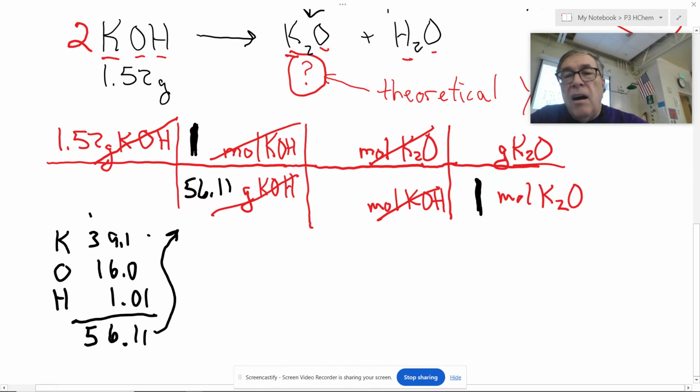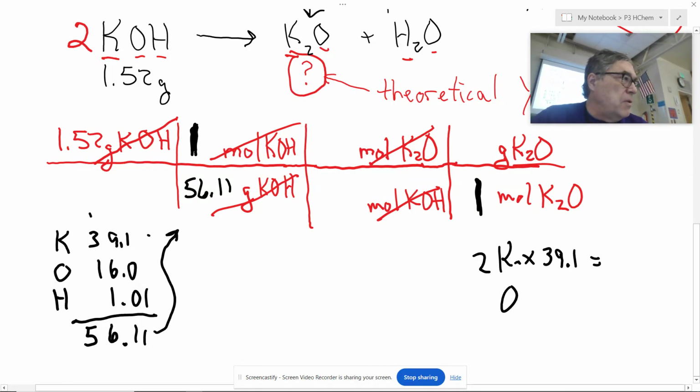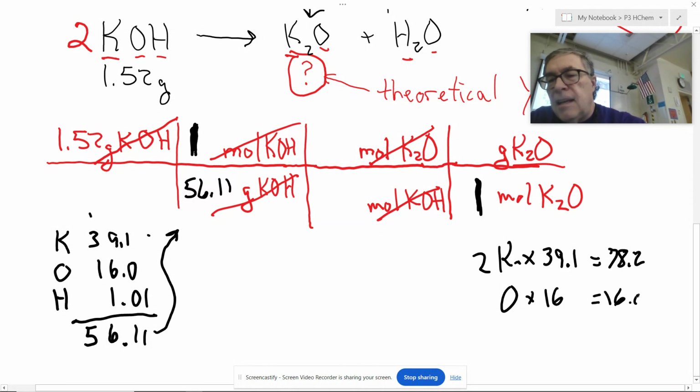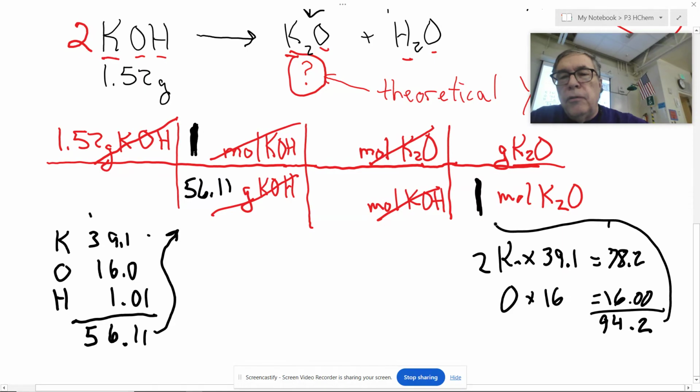I'm going to do the molar mass now of K2O. That's 2 potassiums. Potassiums were 39.1. So 39.1 times 2 is 78.2. Did I do that right? Yeah, 78.2. Oxygen is 16. There's one of those, so that's 16 added on here. And that should come out to be 94.2. Is that what you guys got? So that number, of course, goes up here. 94.2.